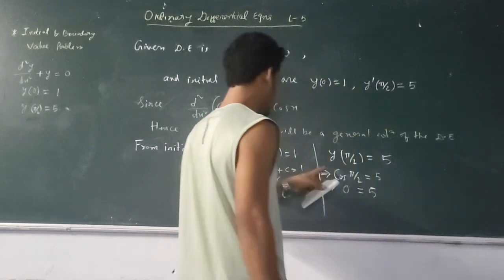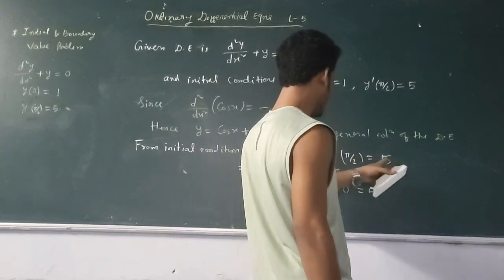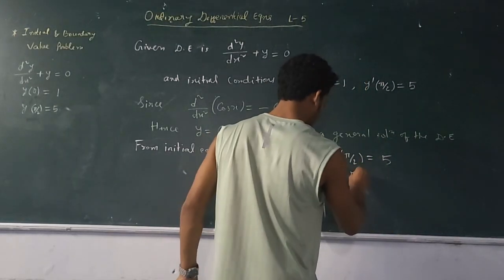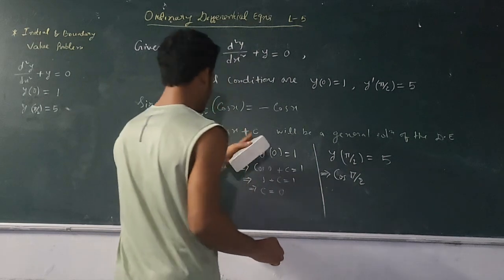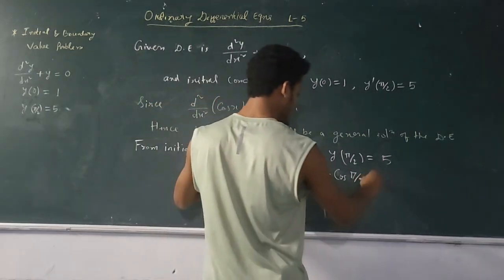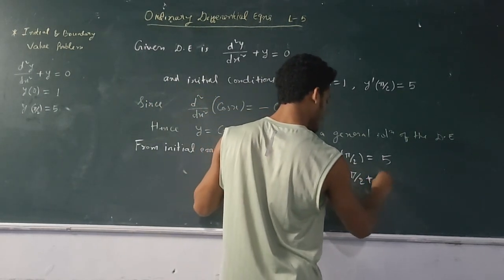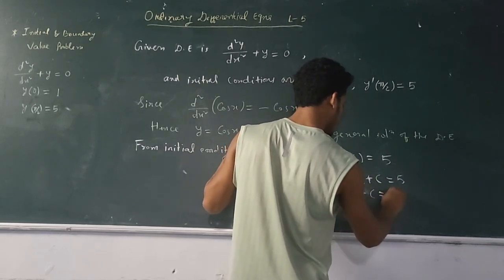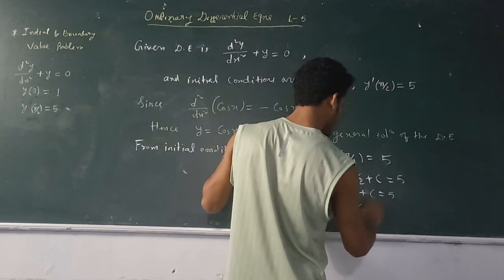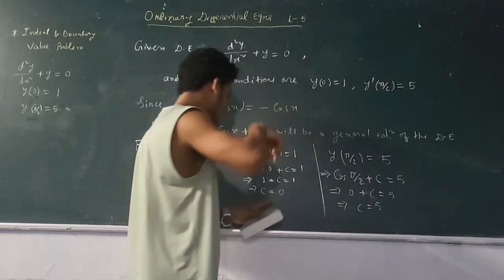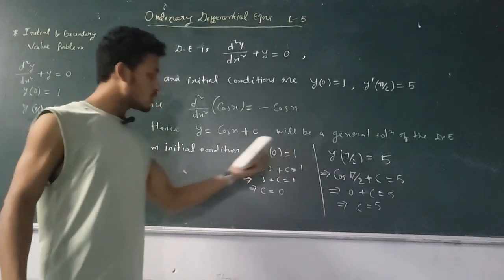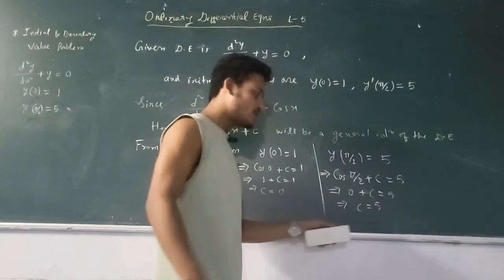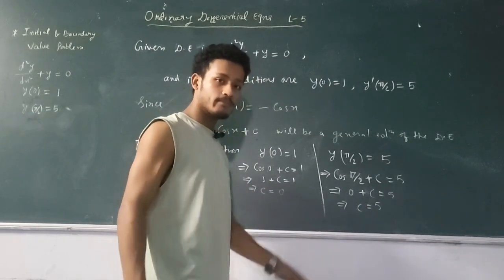So y of pi by 2 is equal to 5, but here there is no derivative. Cos pi by 2 plus c is equal to 5. That means this is 0 plus c is equal to 5. Then we are getting c is equal to 5. Here c is equal to 0, and c is equal to 5. We are giving two values, so this is a problem also.